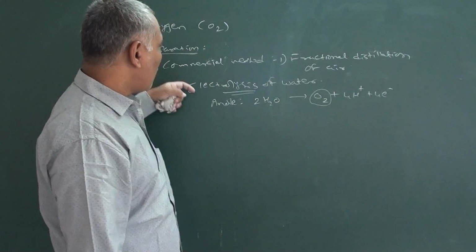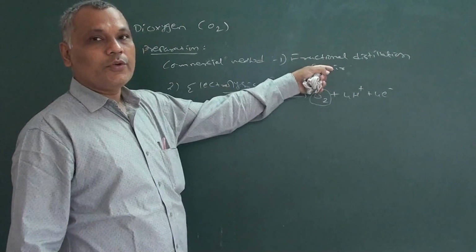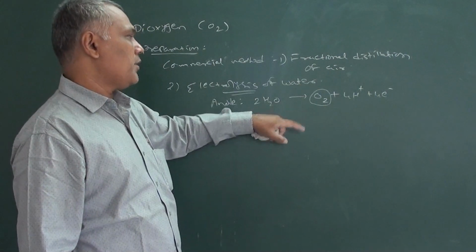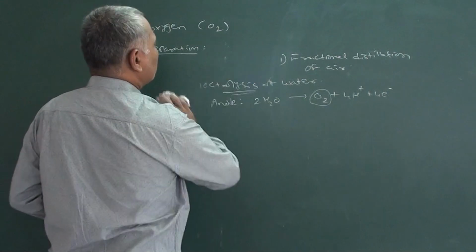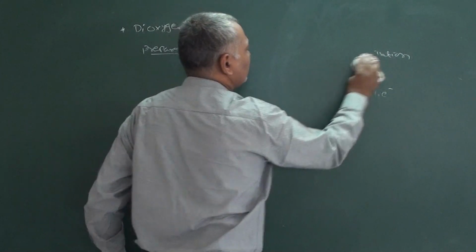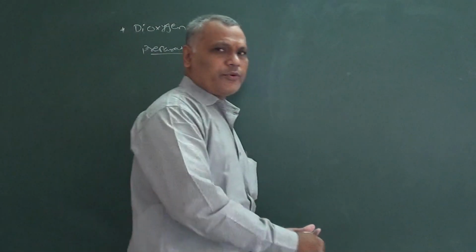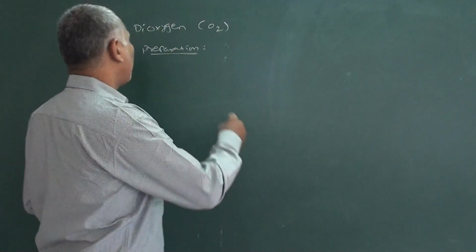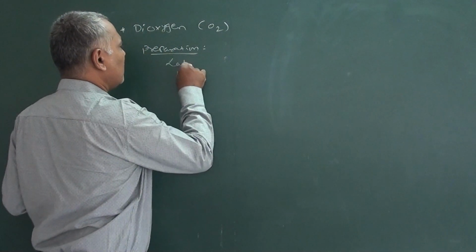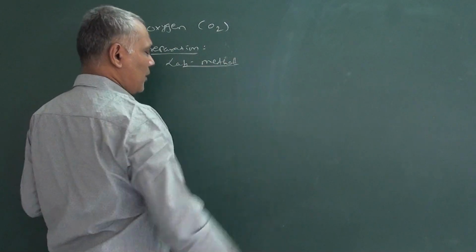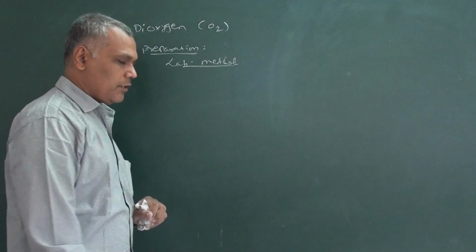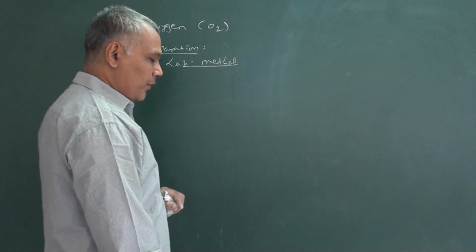Right? So for the commercial method we have two: one is fractional distillation and the other one is electrolysis. Now, this is quite useful when I want to produce oxygen in large quantity. But when I want to do it for a small quantity, the laboratory method, in the lab, how are we going to get it? So, the preparation in the lab.